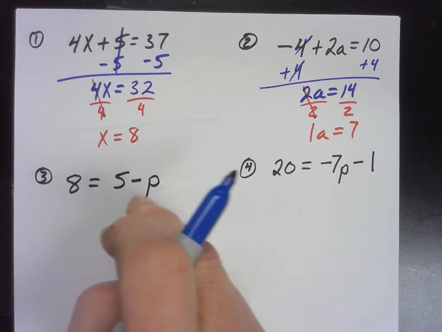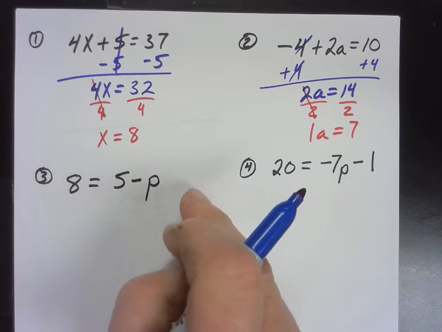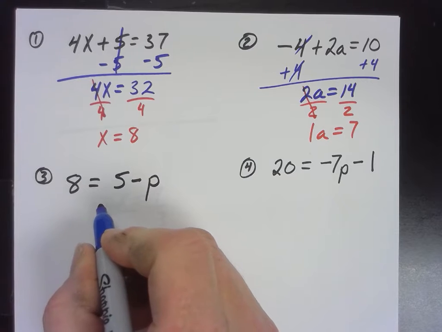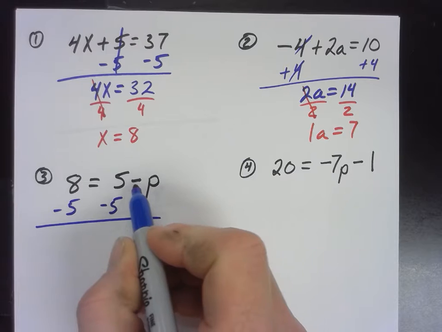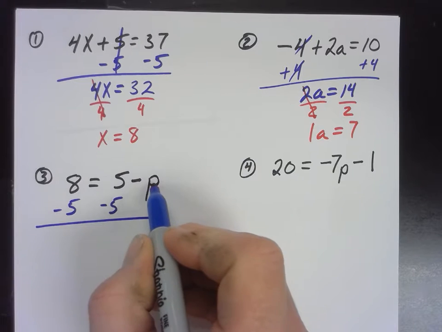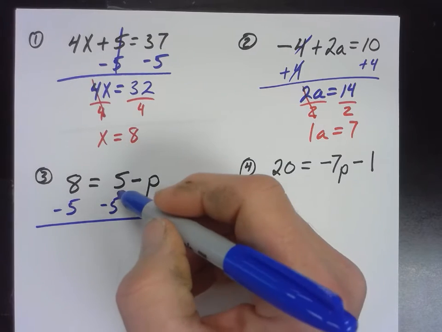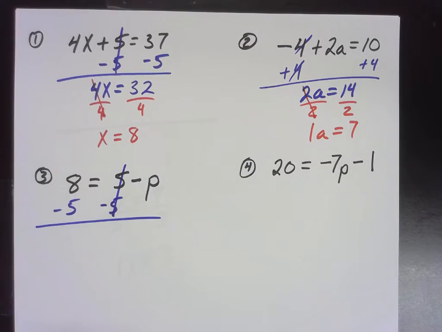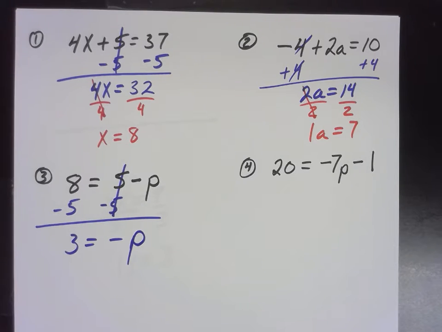Now we did a couple like this, haven't we, together? And it's kind of a little tricky, but we need to subtract 5. That's correct. The negative is for the opposite of p here. The 5 is a positive, isn't it? We need to subtract 5 in order to get rid of that. So we end up with 3 equals the opposite of p. And then divided both by negative 1.